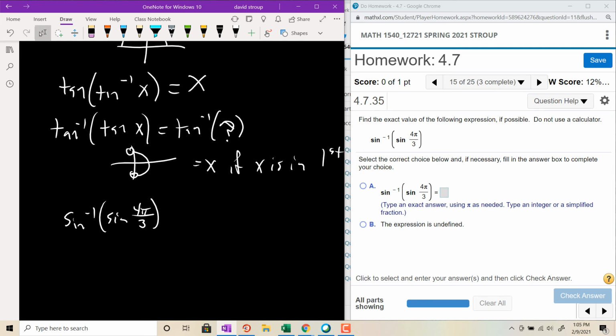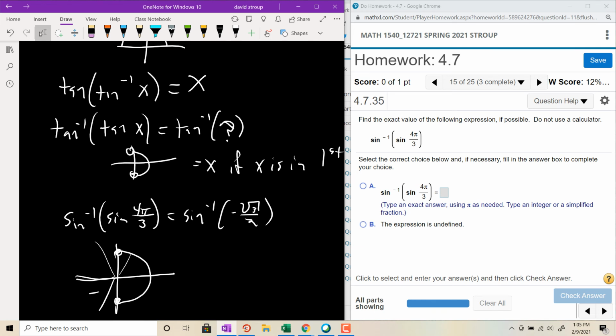Okay, so let's take a look. Here is our range for sine inverse. Sine of 4 pi over 3: 1 pi over 3, 2 pi over 3, 4 pi over 3. Sine is definitely negative in that third quadrant. The reference angle is pi over 3, and sine of pi over 3 would be root 3 over 2. So sine of 4 pi over 3 is negative root 3 over 2. And then our angle is going to be the negative pi over 3 right here.